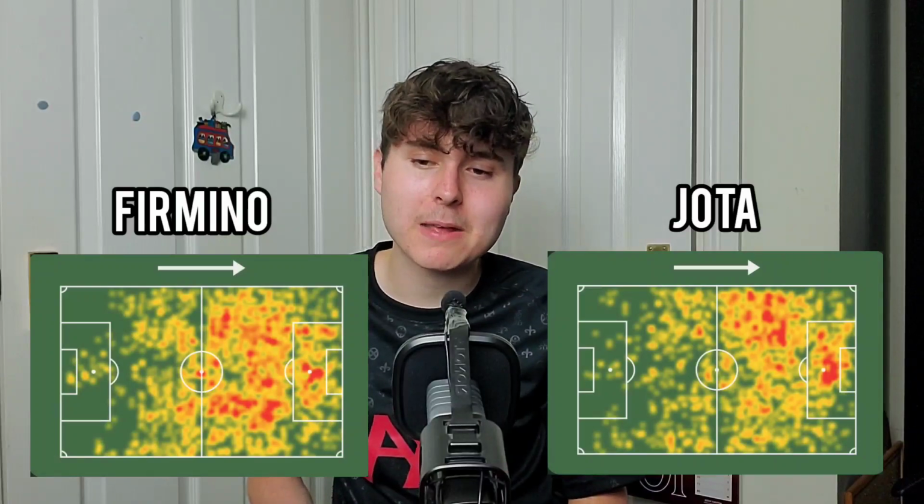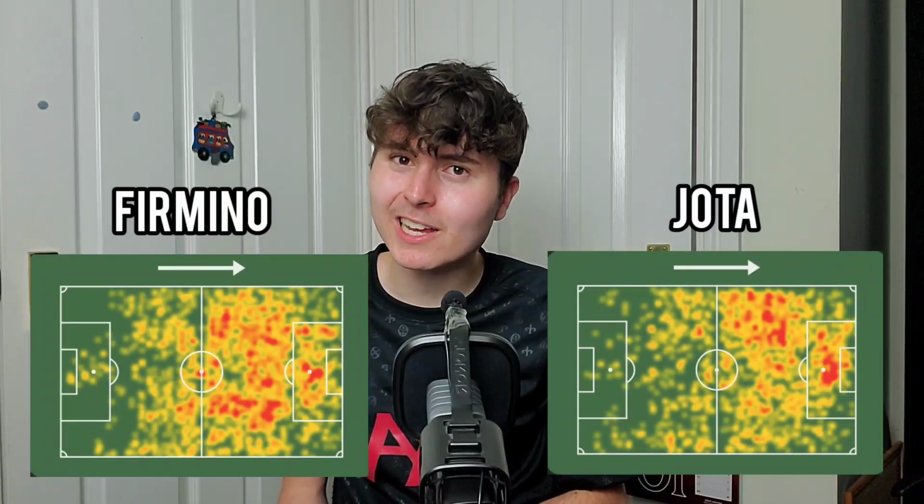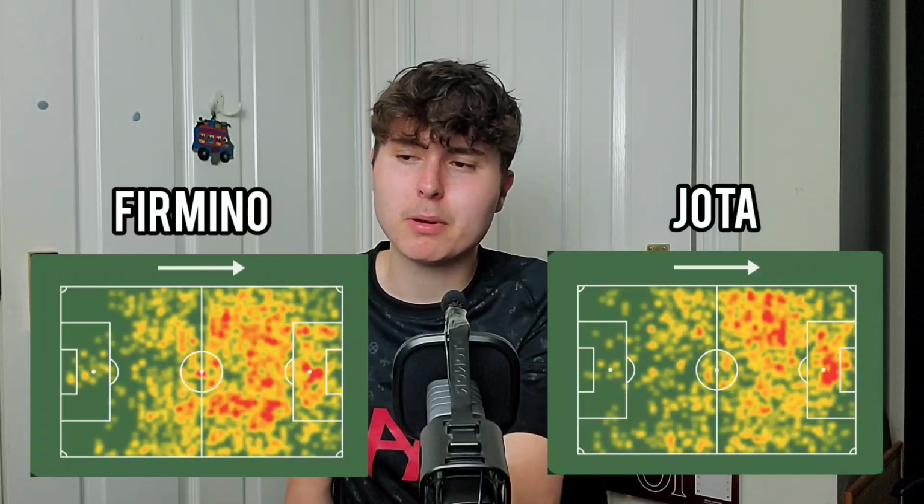Another way this Liverpool team differed was with the striker position. Firmino, he was Liverpool's centre-forward during their title-winning campaign, and Diogo Jota was Liverpool's main centre-forward during their quadruple-chasing season. And as you can see by the heat maps, the way both strikers played is slightly different, and yes, it was probably down to personnel.